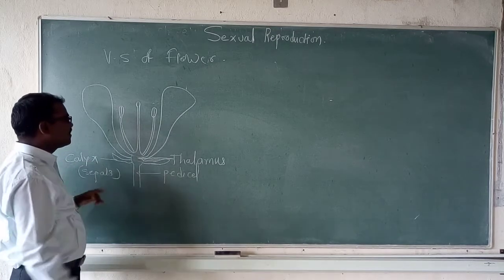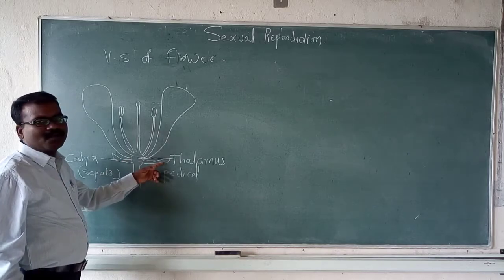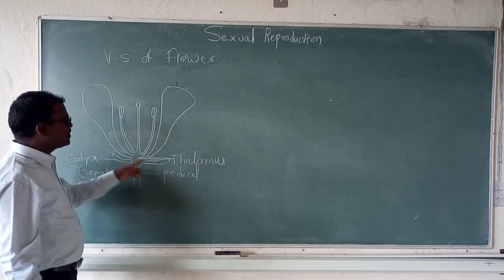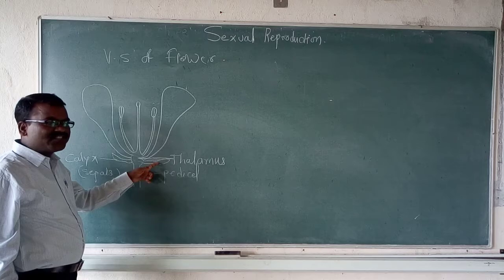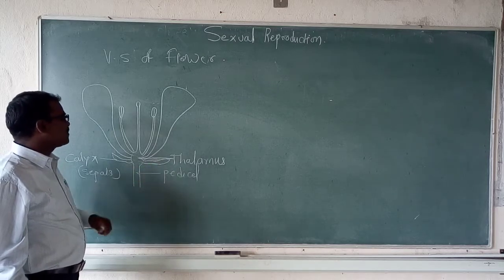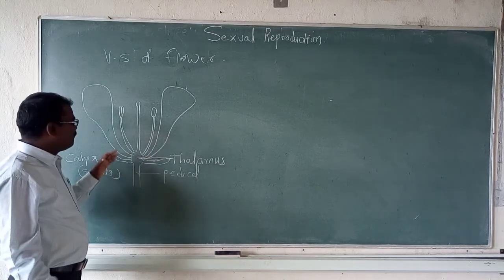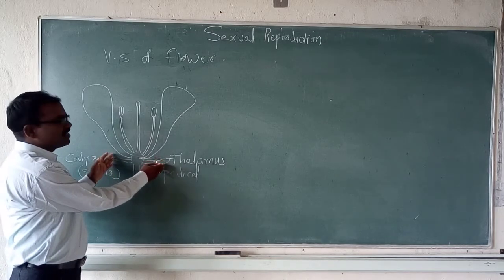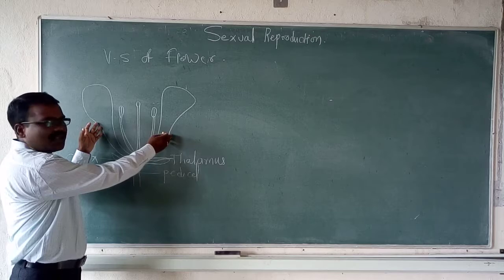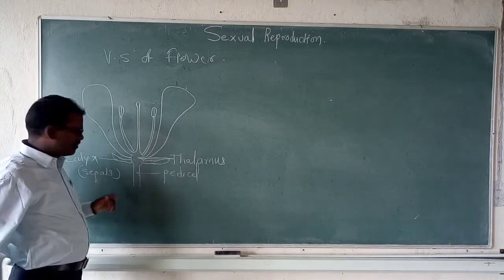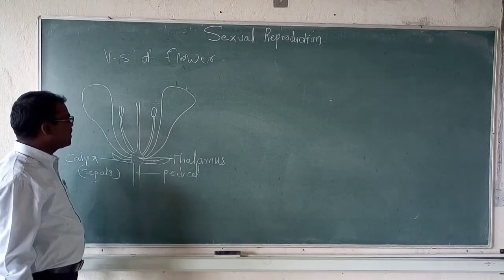Sepals are green in color, and hence the function of the calyx is to perform photosynthesis. Another function of the calyx is that, being outermost, it protects the inner whorls of the flower during the bud condition. This is the function of the calyx.